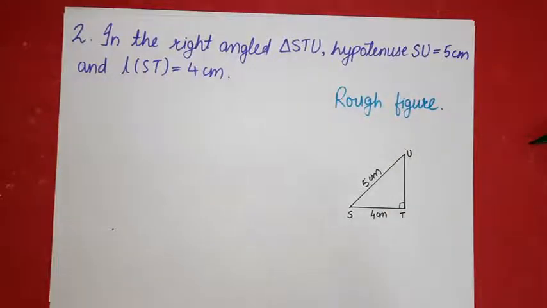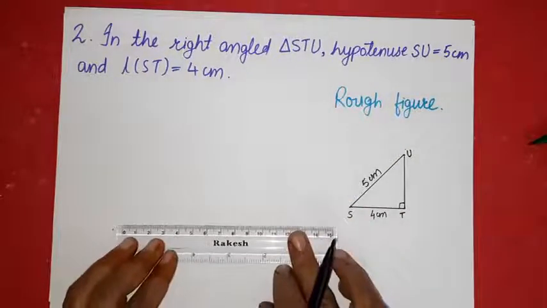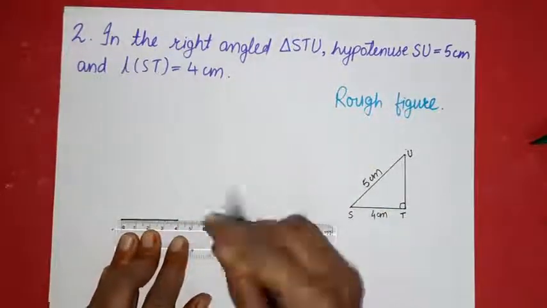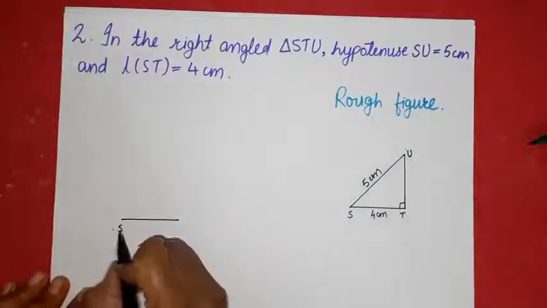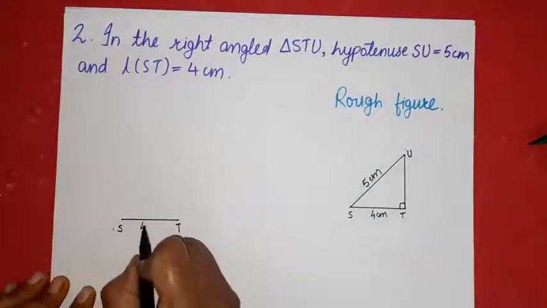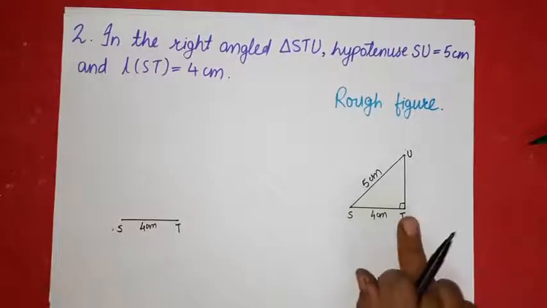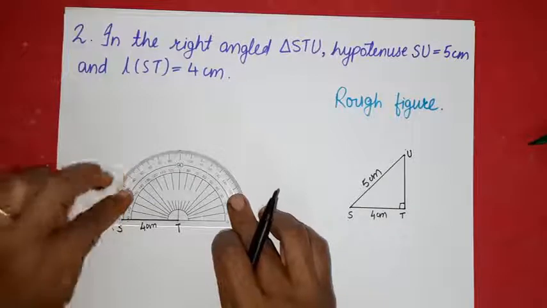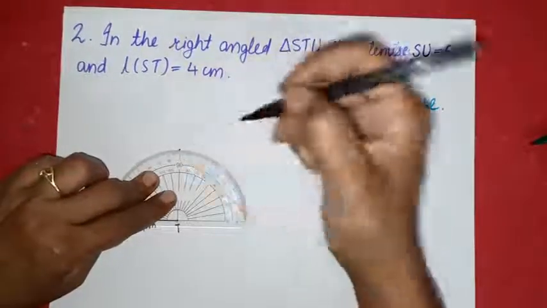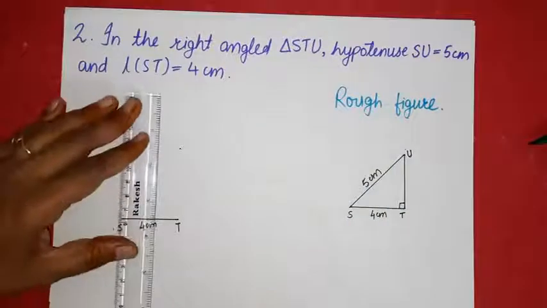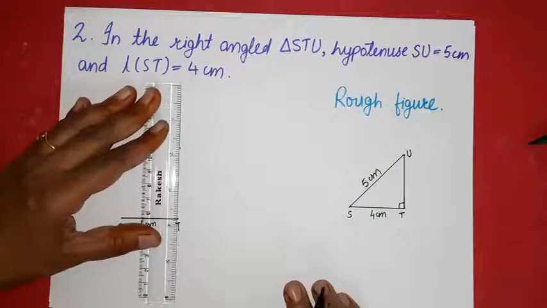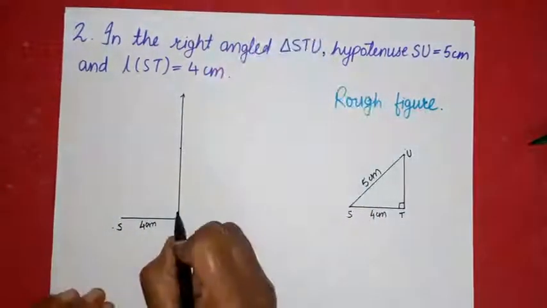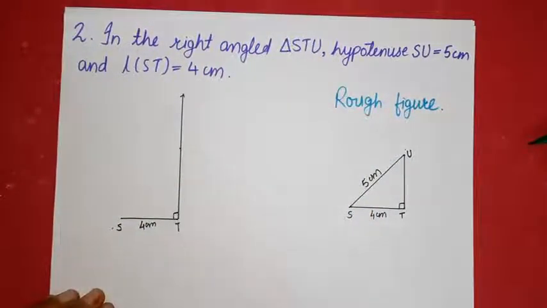Now let us start with the construction. Draw segment ST of 4 centimeter. Give the name to this segment. It is ST. Length of this segment is 4 centimeter. Now we have to draw a perpendicular on vertex T. So put the protractor, origin of the protractor on vertex T. Mark here 90 degrees. Draw the ray starting from vertex T. Give the arrow. Now this is the right angle. So put the symbol of the right angle.